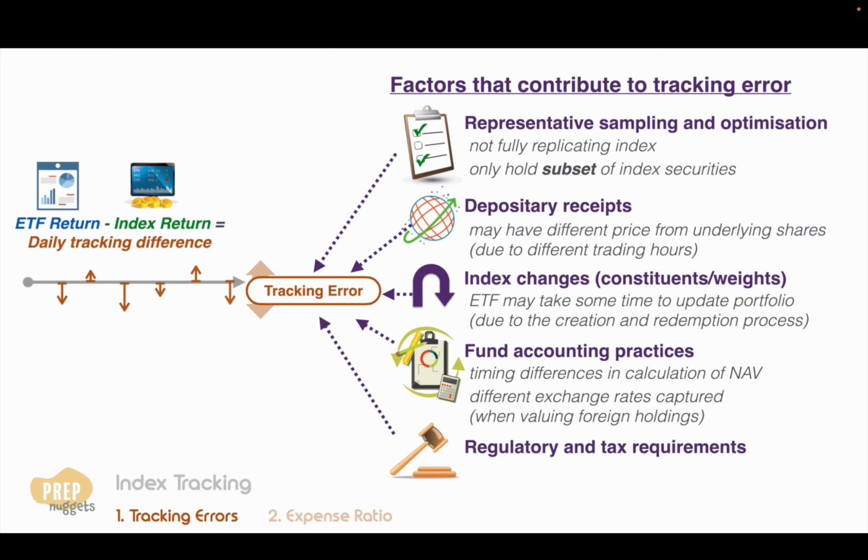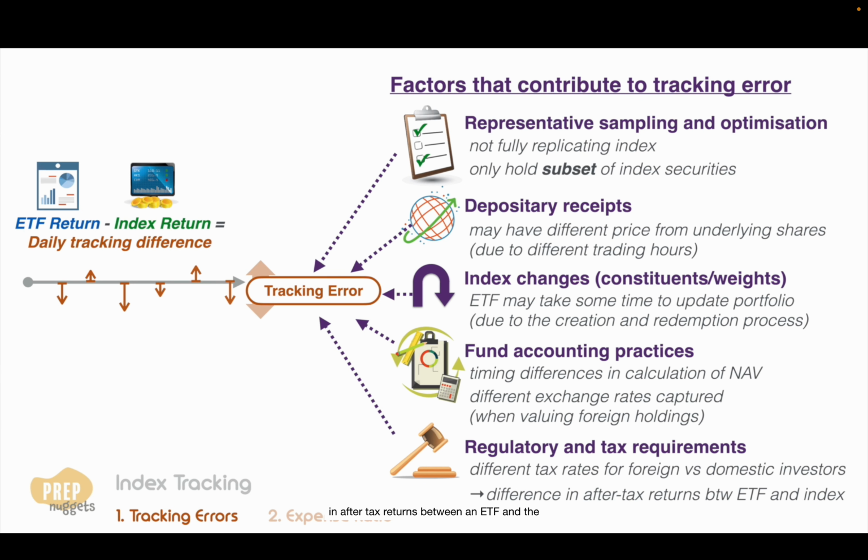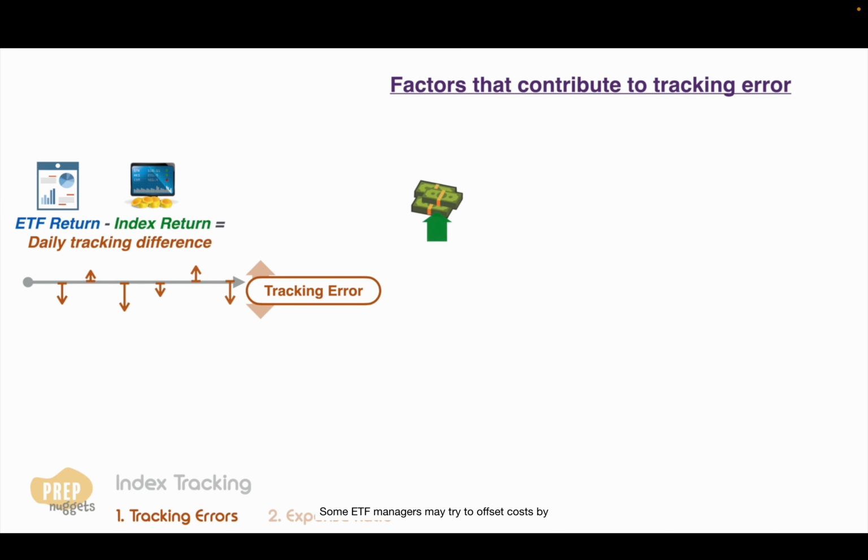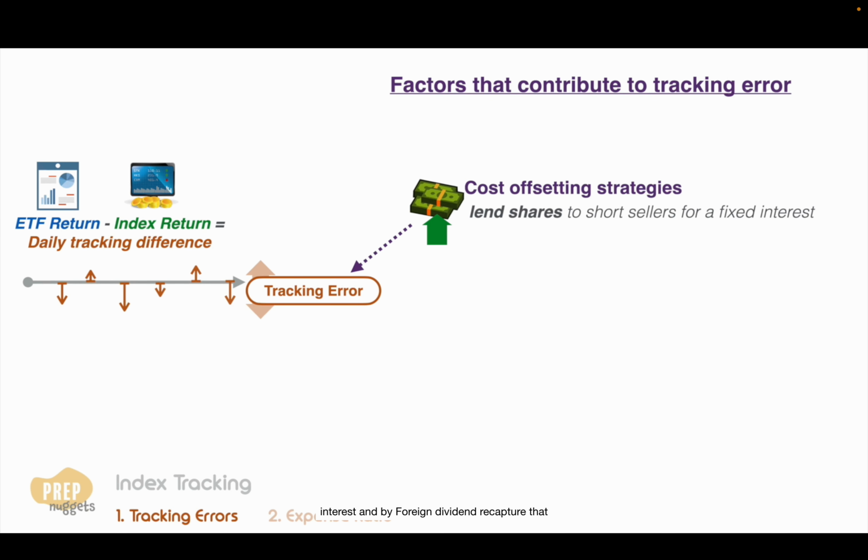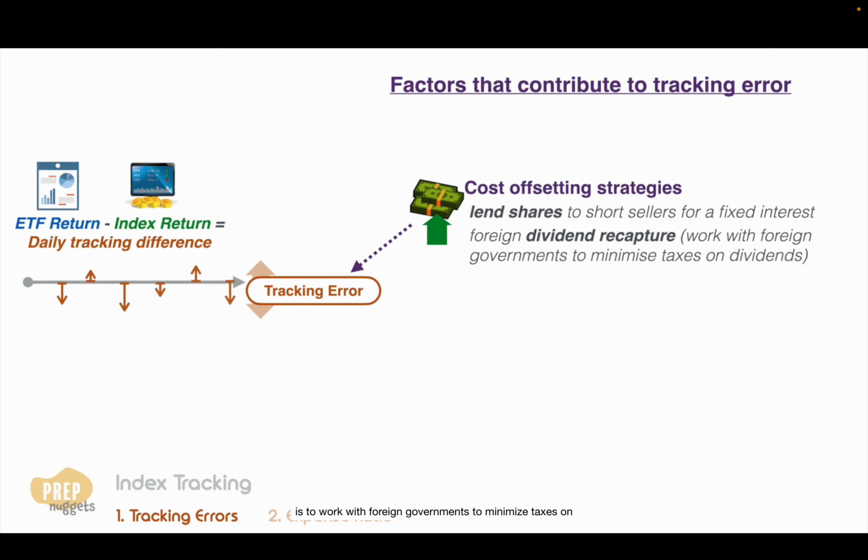Regulatory and tax requirements. In some countries, tax rates for foreign investors and domestic investors differ, leading to a difference in after-tax returns between an ETF and the index. Some ETF managers may try to offset costs by lending their shares to short sellers for a fixed interest and by foreign dividend recapture, that is, to work with foreign governments to minimize taxes on dividends. These methods tend to improve ETF performance.